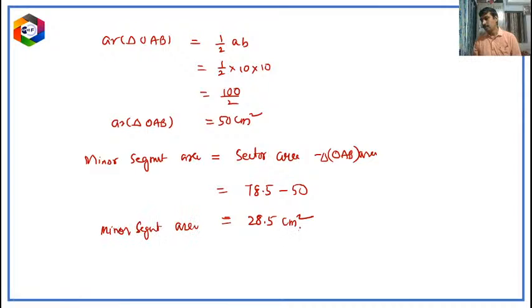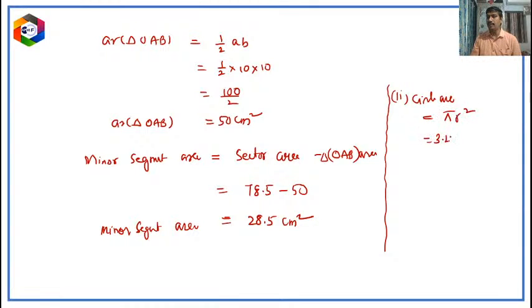So in this way we can, but here in this question it is asked to find the area of the major segment also. So if you want to calculate the major segment, this is the second part. Now the circle area is to be calculated. What is the circle area? Circle area is equal to pi r square. Pi is 3.14 into r is 10 into 10, which is equal to 314 square centimeters, the circle area.